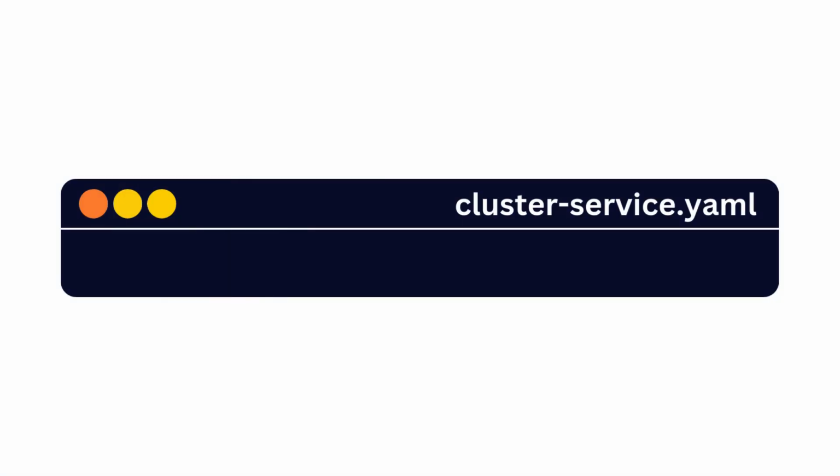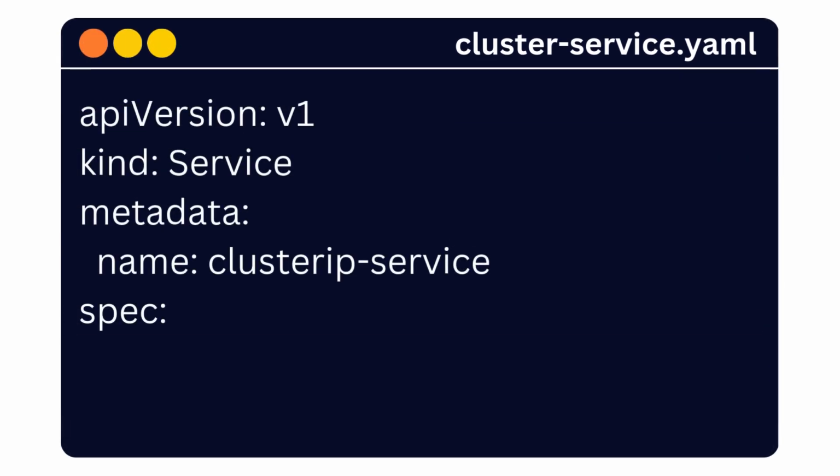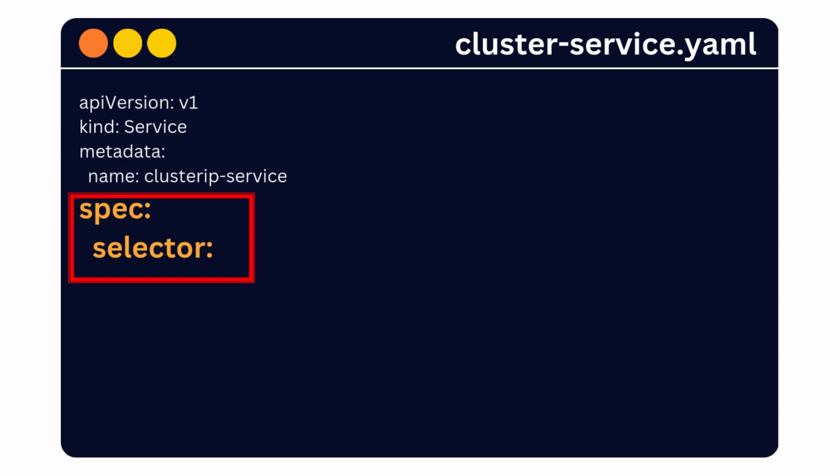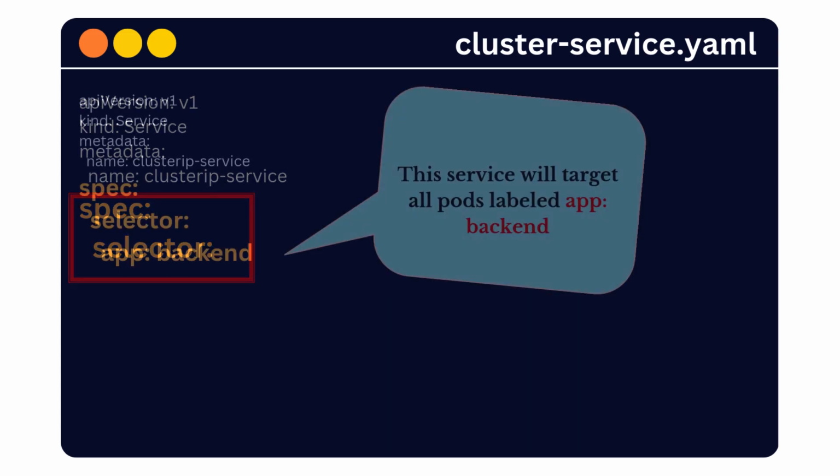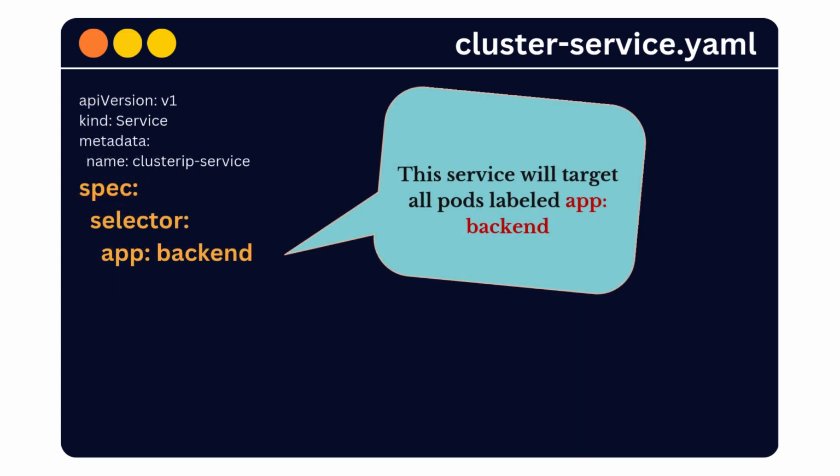Let's have a basic example of a ClusterIP service using YAML. So it will have an API version and kind. Let's give it a name and jump to the specification section. It will have a selector that helps us identify which pods we want to group. So let's say we will group the backend pods. So all the pods with label app is backend will be grouped together by this service.